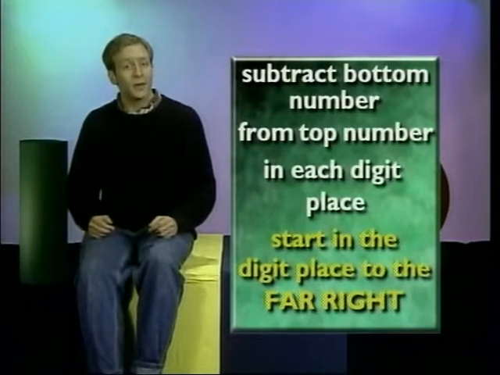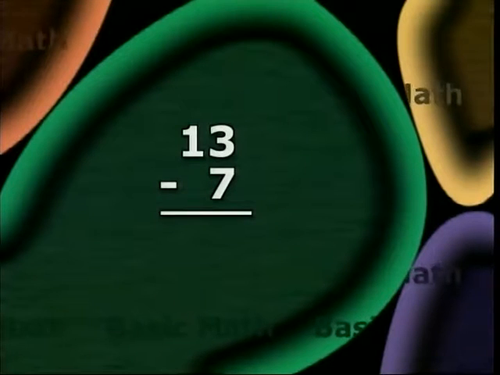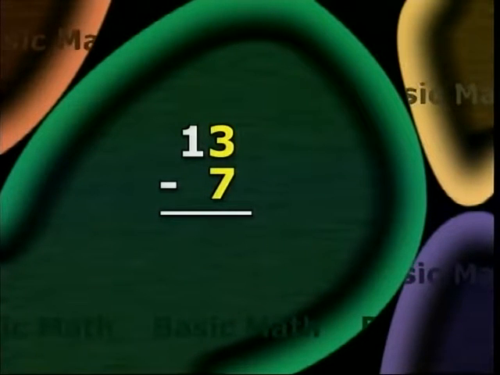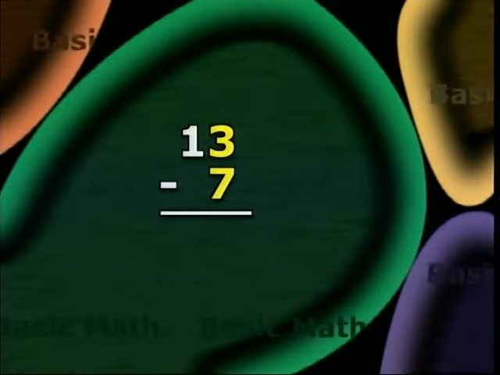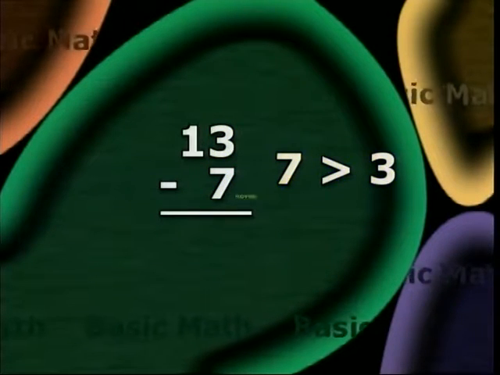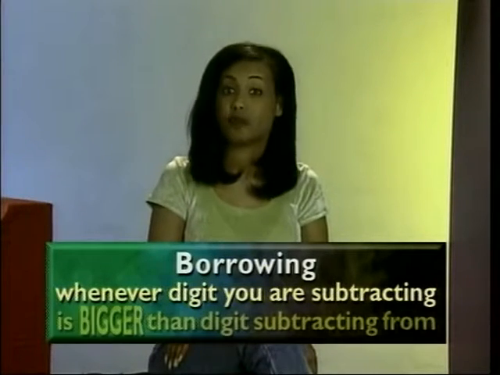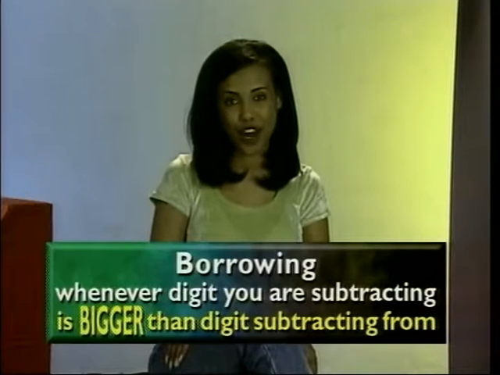Sometimes you may find that you have to subtract a larger number from a smaller number in a digit place. Like 13 minus 7. The 7 must be subtracted from the 3 in the units place. But 7 is larger than 3. When this happens, you have to borrow. Borrowing is done whenever the digit you're subtracting is bigger than the digit you're subtracting from.